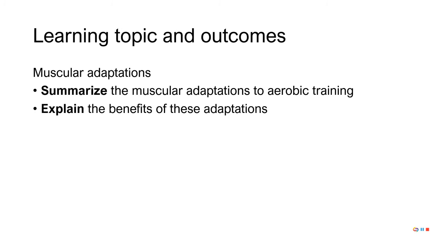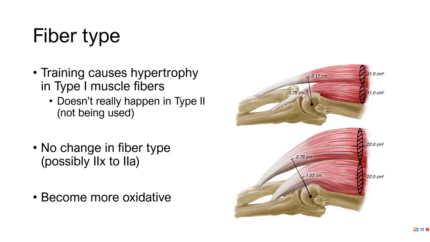So when we go through aerobic training, there are changes to the fibers. Type 1 muscle fibers experience hypertrophy. Type 2 don't experience hypertrophy due to aerobic training because they're not being used. Remember, in aerobic training we're using endurance and oxygen. Type 1 fibers need the oxygen. We use them at relatively low intensity, whereas type 2 is higher intensity, short duration, but they're not really involved in an aerobic capacity.